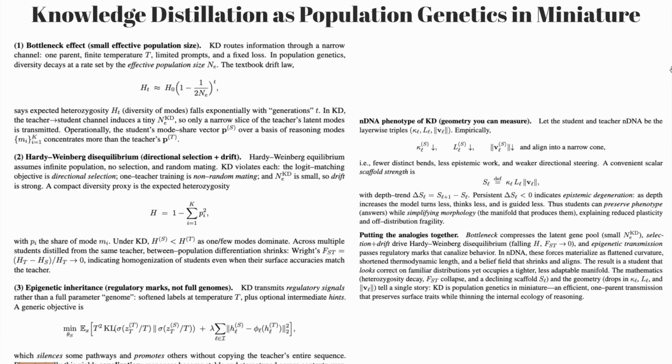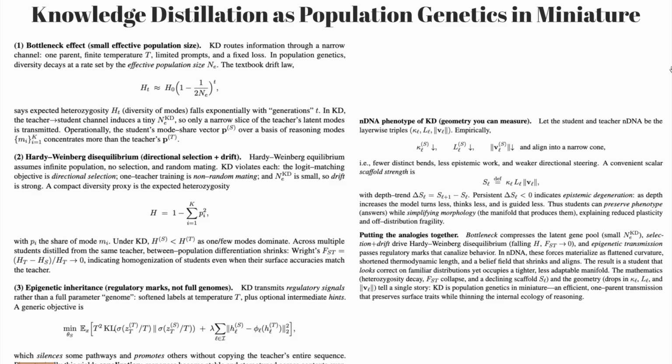Think of the teacher as a big population of reasoning modes and the student as a tiny descendant formed through a narrow channel. First comes the bottleneck effect. Because the teacher-to-student path uses one parent, a fixed temperature, and a limited prompt set, the effective population size is small. In genetics, that means diversity drops quickly. Here it means only a narrow slice of the teacher's reasoning modes gets through.